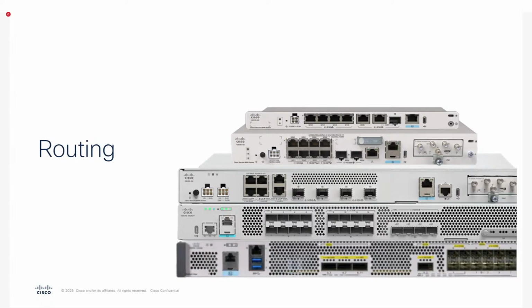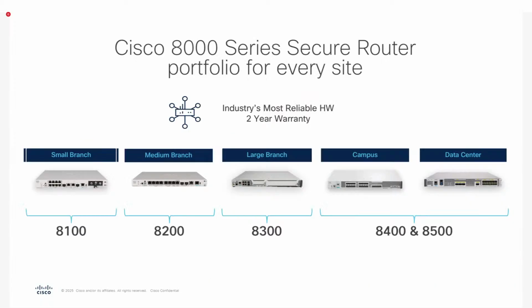And now we get into routing. So the Cisco 8000 series secure router portfolio, a router for every type of site. We've got our small branch routers, the 8100s, our medium branch routers, the 8200s, a large branch for 8300s, and then campus and data center, the 8400 and 8500s. And all of these come with the standard 2-year warranty due to the reputation of our reliable hardware and the quality that we're producing.